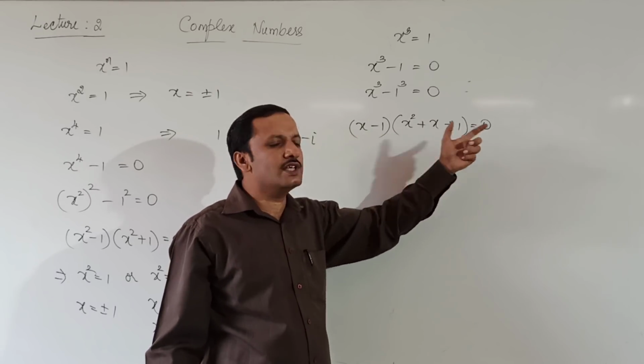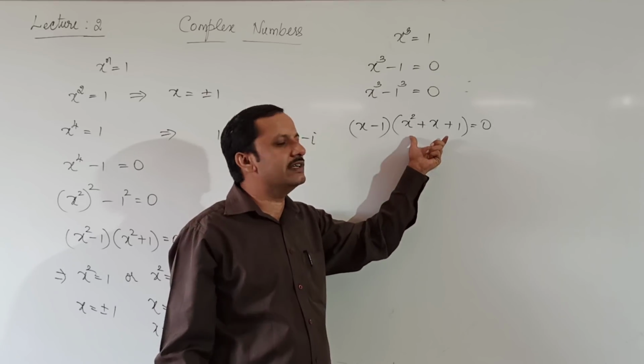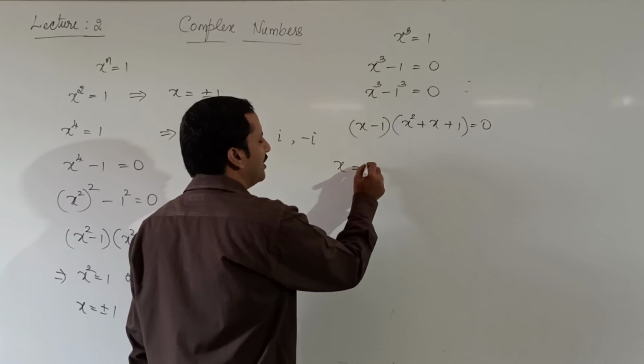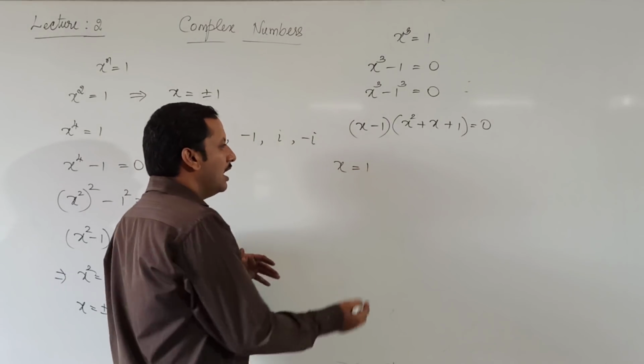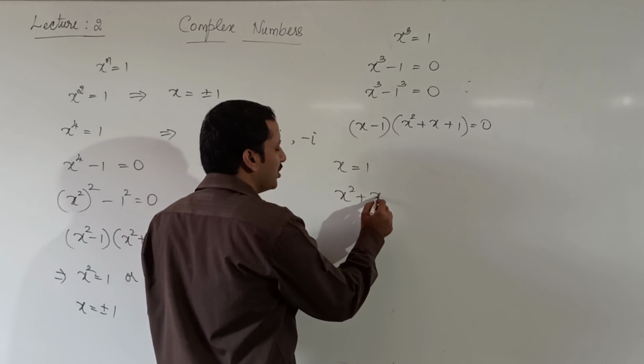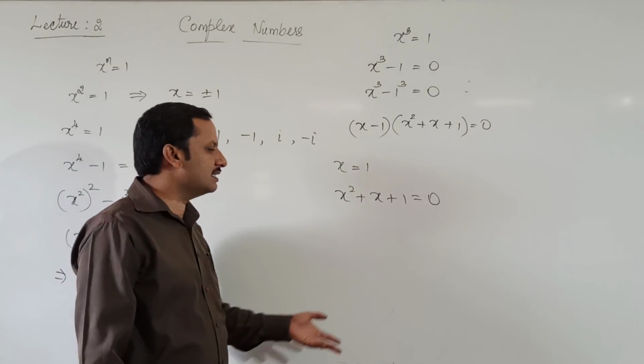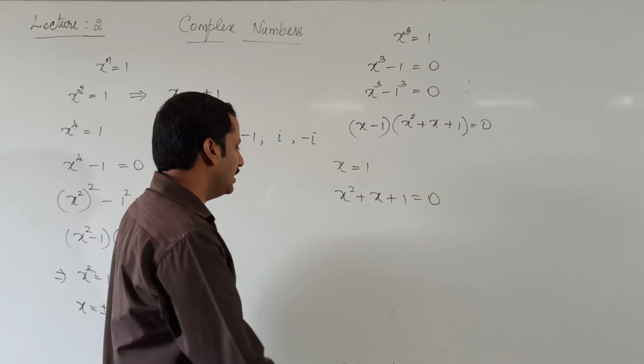By equating this to 0, we get a quadratic equation, so 2 more roots we will get from here. So x minus 1 equal to 0 will imply x equal to 1. This is one of the roots. I want 2 more roots which must be obtained by solving this quadratic equation. Okay, let us solve this quadratic equation. This cannot be factorized easily.